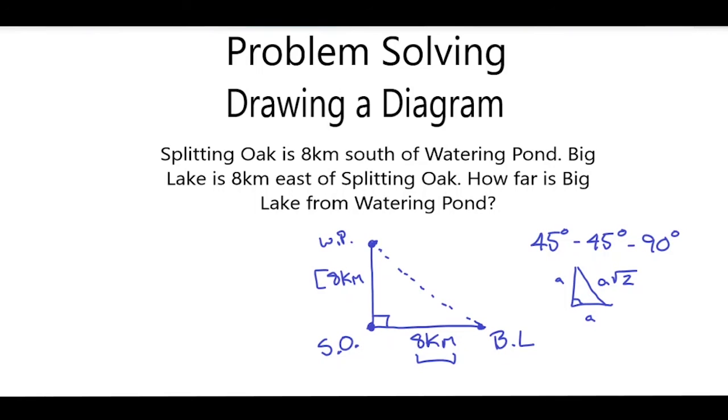So that means that the distance from Watering Pond to Big Lake is going to be 8 times the square root of 2 kilometers. And that's how you solve this problem by drawing a diagram.